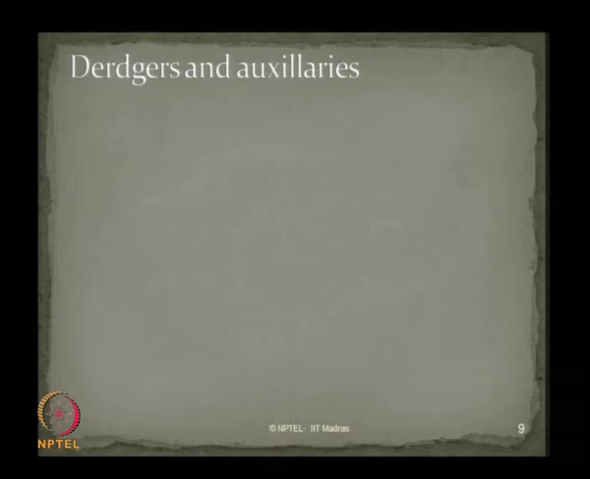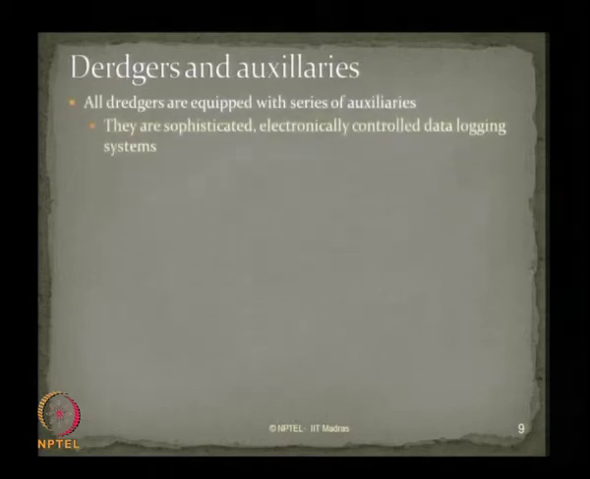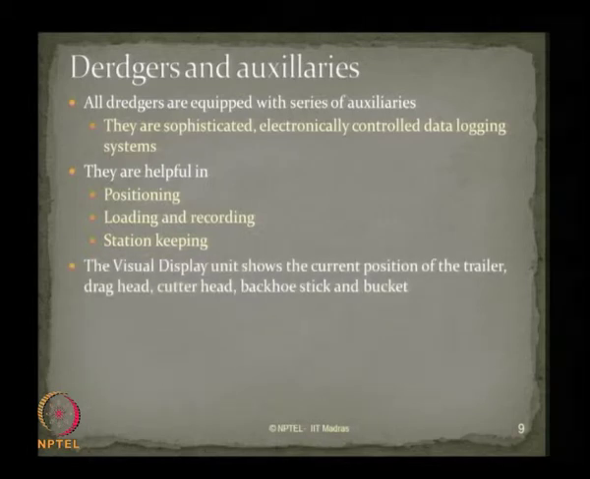As we see, the dredgers and auxiliaries are also important. All dredgers are equipped with a series of auxiliaries. They are sophisticated, electronically controlled data logging systems. They are helpful in positioning the dredger, loading and recording, and station keeping of the dredgers while they are in operation.